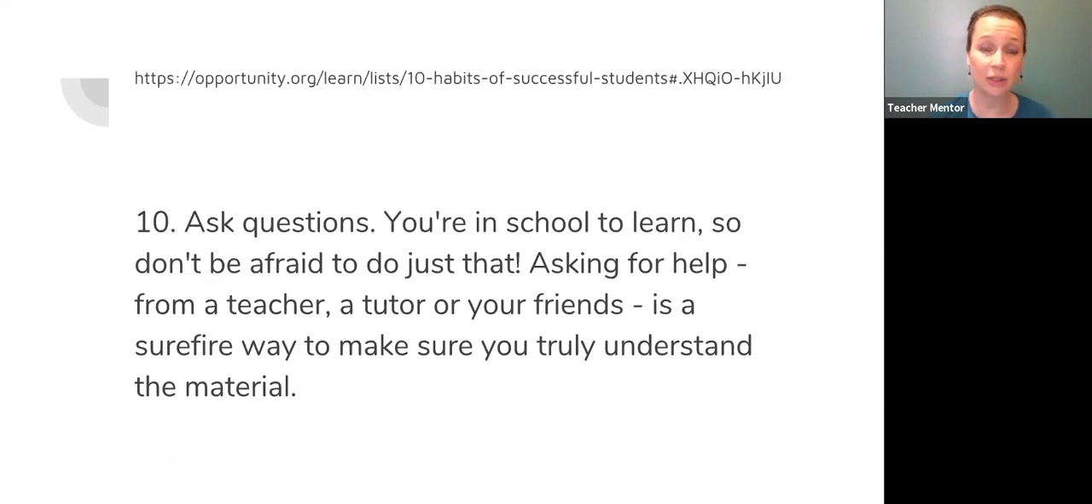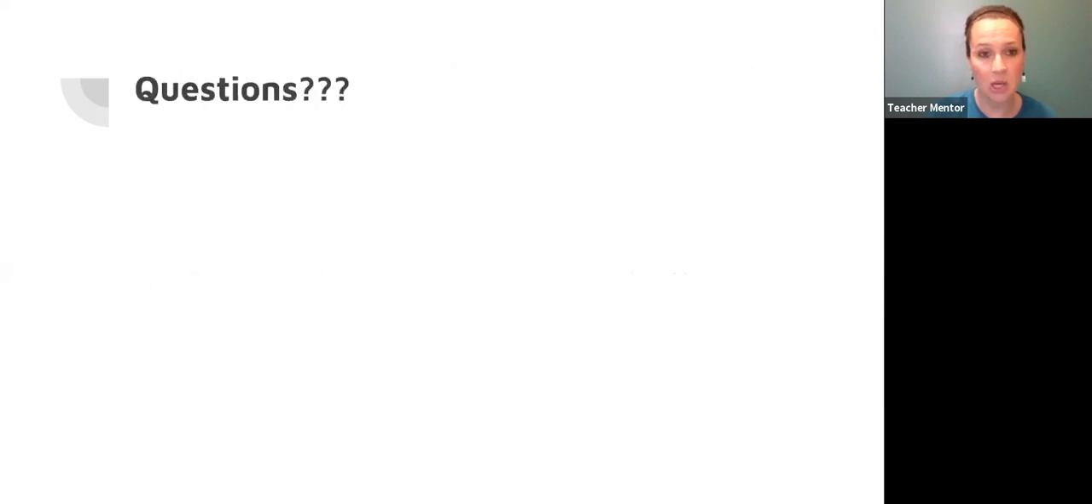If you don't understand the instructions on activity 3.2.1, Stages of Mitosis, ask. Send out an email, send a chat, send something so that I know that you need further instructions, okay? That's my job. Again, I want to make sure that you can successfully pass all of your science classes, okay? So again, those are the top 10 habits of successful learners according to opportunityinternational.com. All right, any final questions?